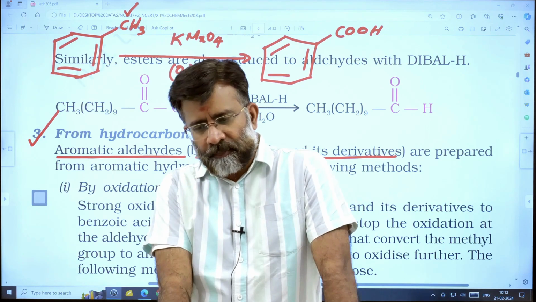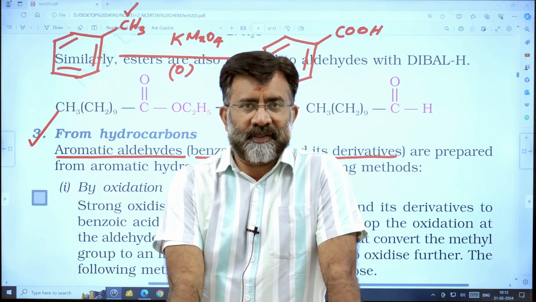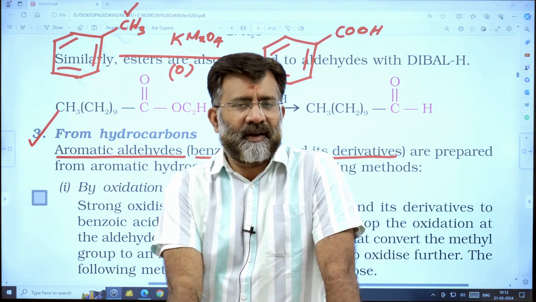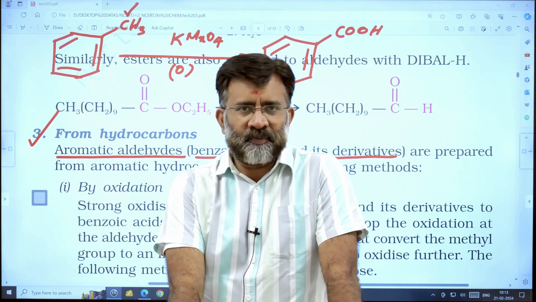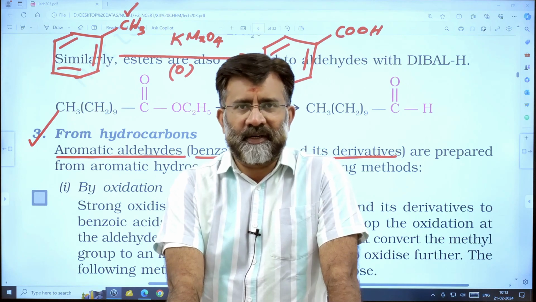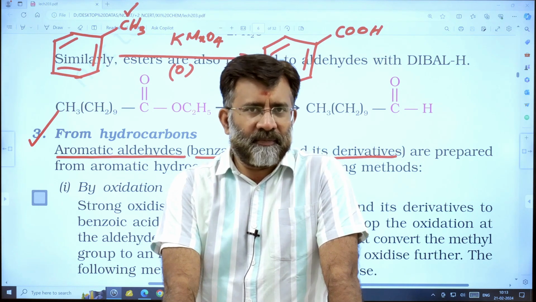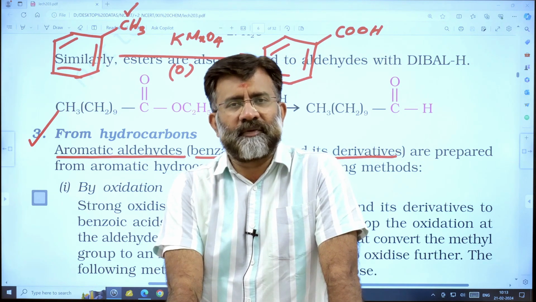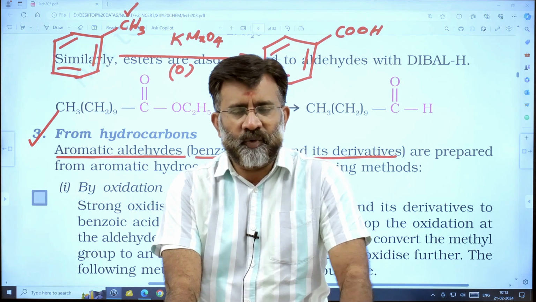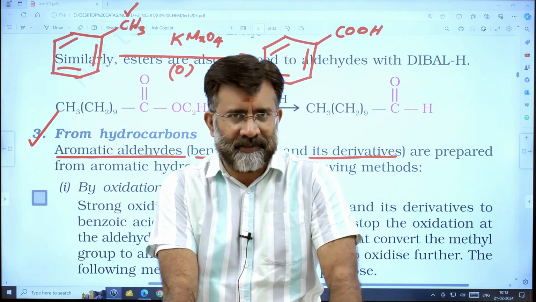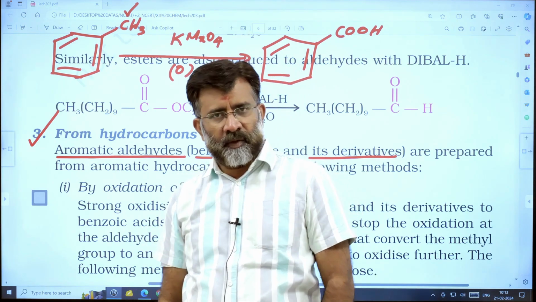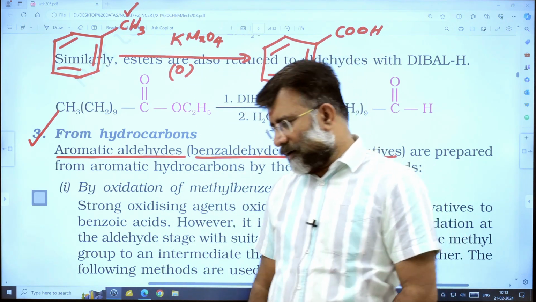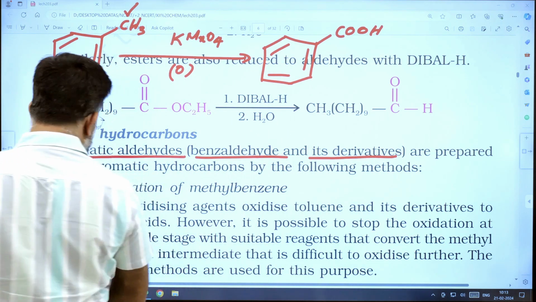That happens irrespective of the length of the chain, whether it is a one carbon side chain, two carbon side chain, methyl group, ethyl group, propyl group, whatever it is, other than tertiary butyl group. Irrespective of the length of the side chain, you will get benzoic acid. Here, we want benzaldehyde, so we do some special type of procedure.